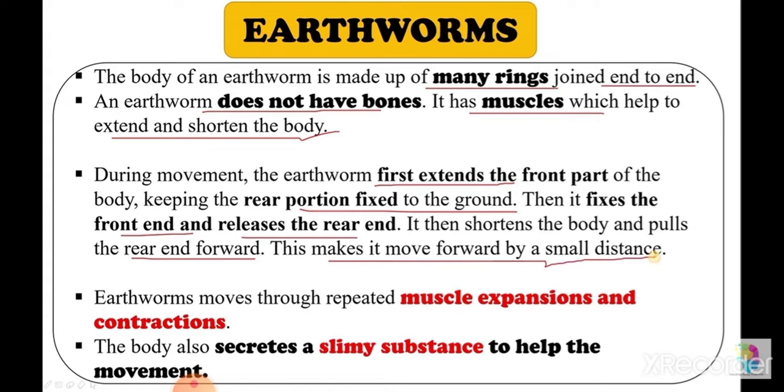It will first extend the front part of the body, keeping its rear portion fixed. Then it will fix the front end and then it will release the rear end. This is how the earthworm moves through repeated muscle expansion and contraction. Also, the body secretes a slimy substance to help the movement. Let's see how an earthworm moves.